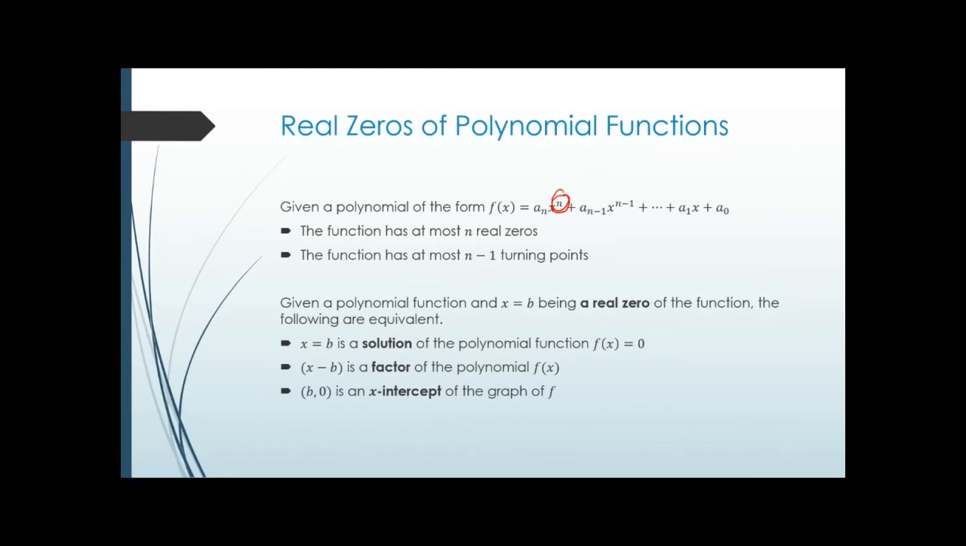Now, if the value that you got for your 0 is a real number, not a complex number, that means it's also an x-intercept. So when you're solving for zeros, you're getting solutions, you're getting factors, and you're getting x-intercepts, as long as they are real numbers and not complex numbers. So you can get a lot of information out by setting your equation equal to 0 and solving for x. It gives you a lot of valuable information.